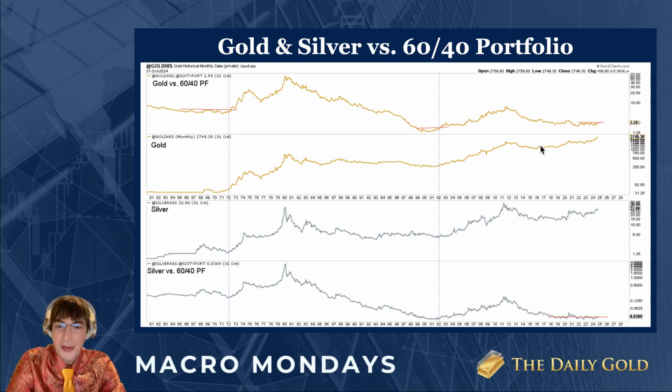Now, yes, gold bottomed here in 2016. It has trended up. It's more than doubled. But gold against the 60-40, it's made lower lows. It has not made a higher high yet. I mean, it's getting very close, but it's not made a higher high yet.